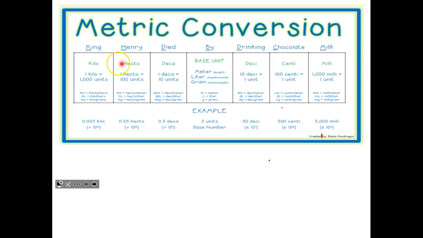And then hecto is 10 times smaller than a kilo. So it is only 100 times bigger than the base unit. So 1 hectogram, for example, is equal to 100 grams. 1 hectometer is equal to 100 meters. So if this conversion here helps you, I would definitely jot that down. Deca is a power of 10 smaller, so it's equal to 10 base units. So 1 decagram is equal to 10 grams.